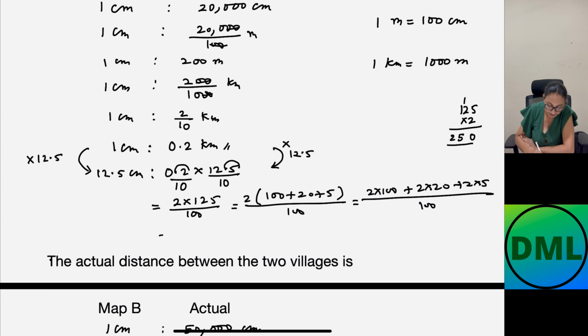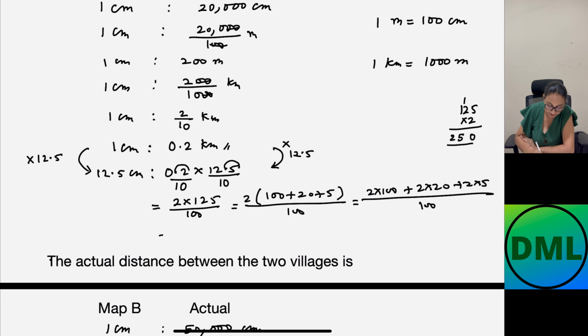1 zero will get cancelled from here. 25 by 10. I have to put decimal after one place. So that means after 5 I have to put the decimal. This will be written as 2.5 kilometers. The actual distance between the two villages is 2.5 kilometers. Let's write down the answer here, 2.5 kilometers.